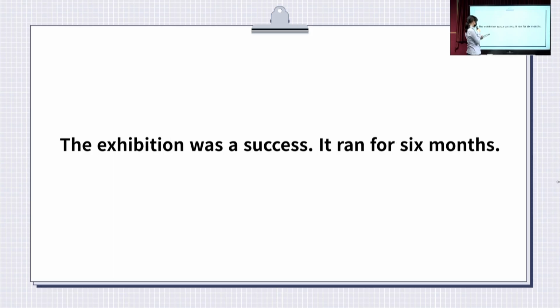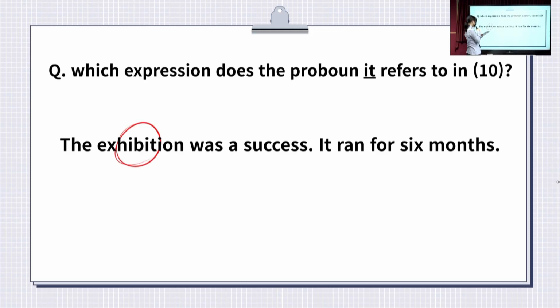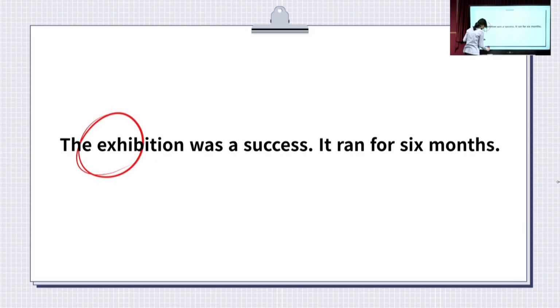For example, let's look at number 10. The exhibition was a success. It ran for 6 months. Which expression does the pronoun it refer to in 10? If your answer is exhibition, then you are wrong, because it refers to the exhibition, a determinative noun sequence. Such determinative noun sequences are called noun phrases, NP.